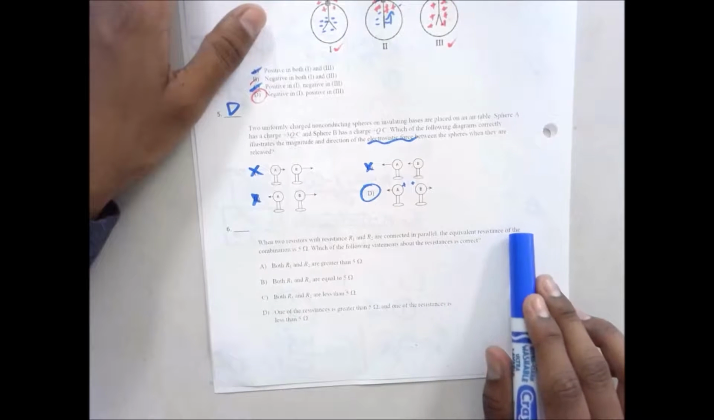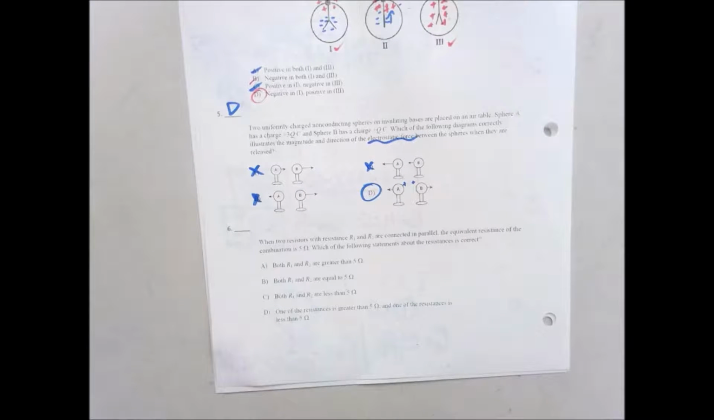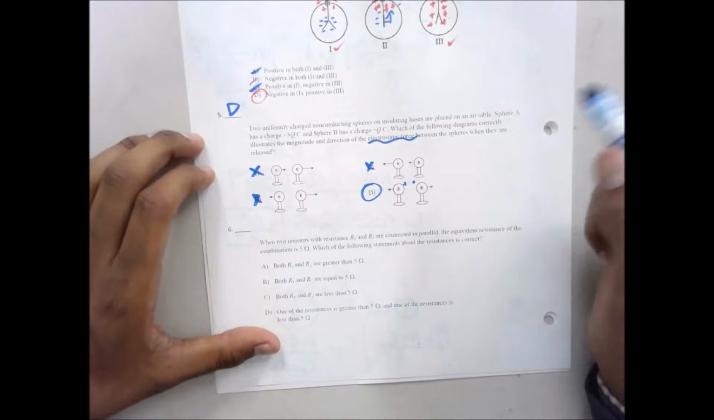That's the kicker here. All right, for 6. When two resistors with resistance R1 and R2 are connected in parallel, the equivalent resistance of the combination is 5 ohms. Which of the following statements about the resistance is correct? Both R1 and R2 are greater than 5 ohms. Both R1 and R2 are equal to 5 ohms. And less, okay.